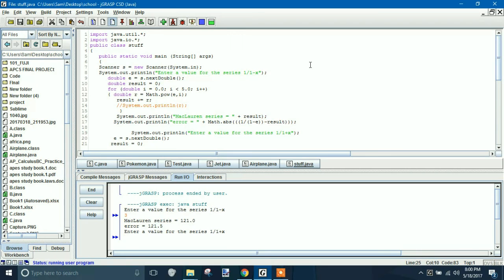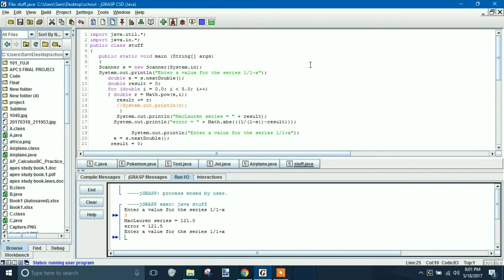And if you were to take a look at the error value, if you were to plug in 3 into the original base equation, 1 divided by 1 minus x, or well 3 for our example, you will see that the answer is negative a half, and the difference between the Maclaurin series and the error is a half.